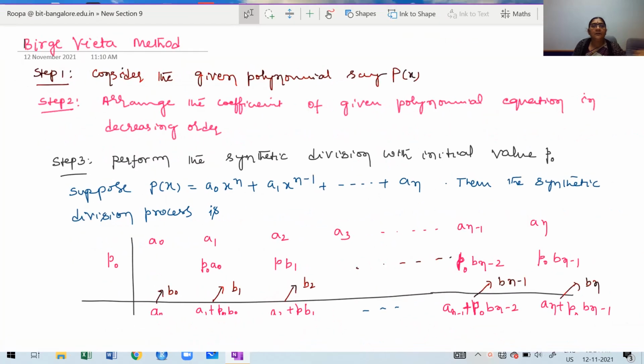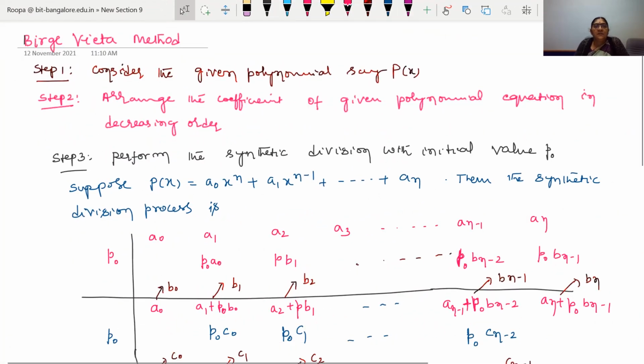In this class we are going to discuss the Birge-Vieta method. This is one of the methods to find a real root of a given polynomial. It's not for a transcendental equation. Whenever the given equation is a polynomial with real coefficients, if we want to find one of the real roots, then we have to go for the Birge-Vieta method.